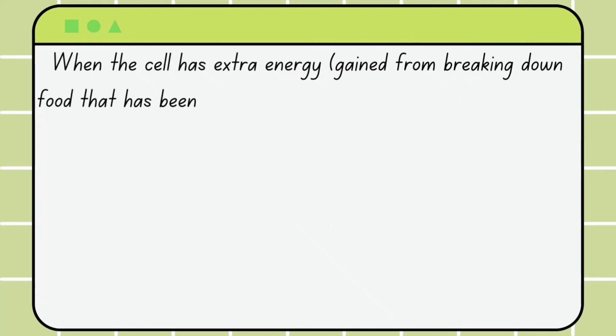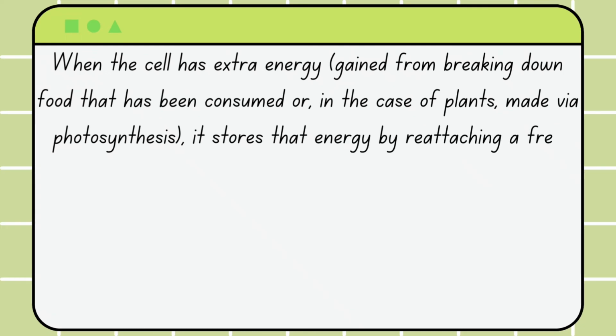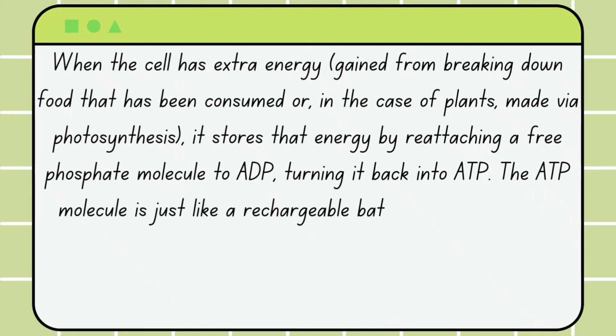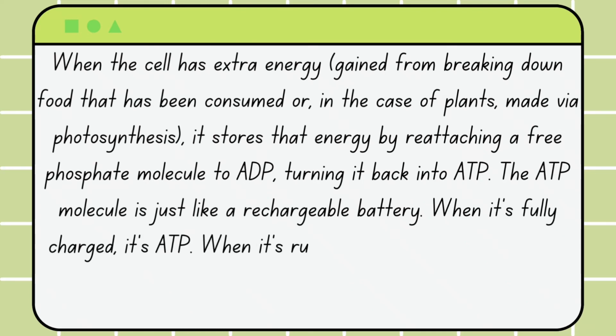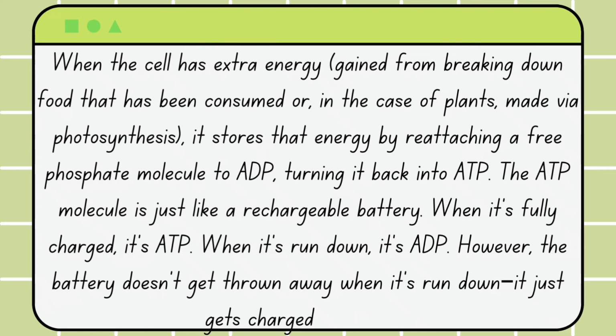When the cell has extra energy gained from breaking down the food that has been consumed, or in the case of plants, made via photosynthesis, it stores the energy by reattaching a free phosphate molecule to ADP, turning it back into ATP. The ATP molecule is just like a rechargeable battery. When it's fully charged, it's ATP. When it's run down, it's ADP. However, the battery doesn't get thrown away when it's run down. It just gets charged up again.